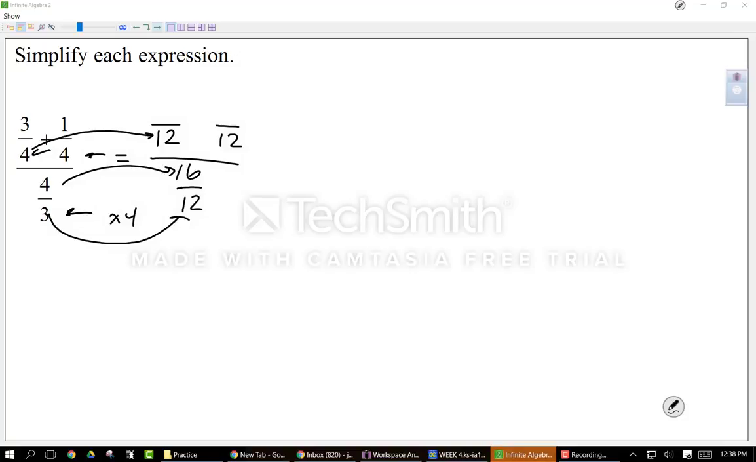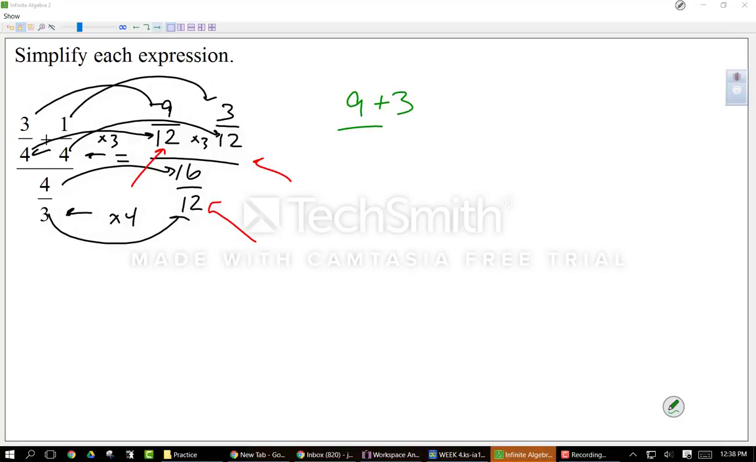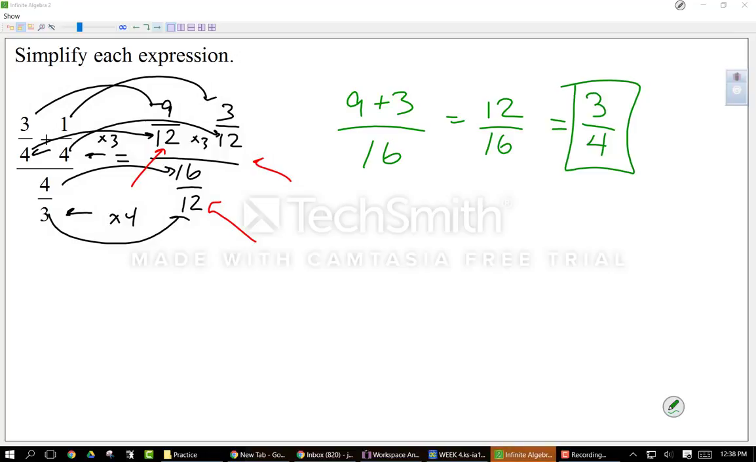4 times what is 12? That's 3. So 3 times 3 is 9. 4 times what is 12? That's 3. So 3 times 1 is 3. So now all of my denominators are the same. 12, 12, 12. So I can cancel them out and get rid of them. What do I have left? I have 9 plus 3 over 16, which is 12 over 16, which can be reduced by 4 to get 3/4. And that's your final answer for this one.